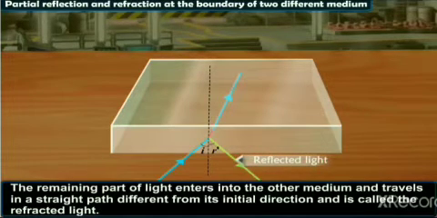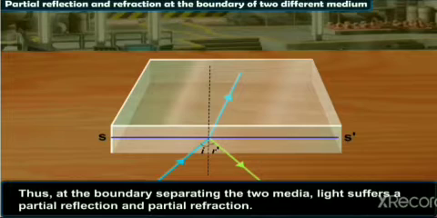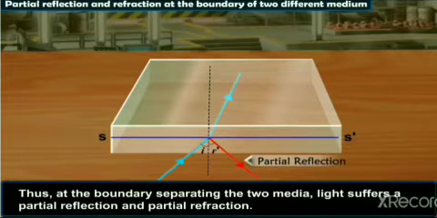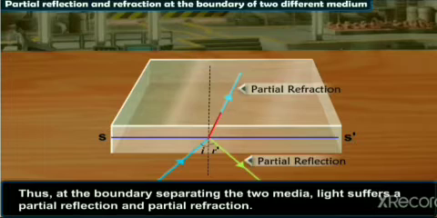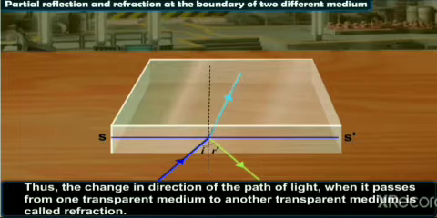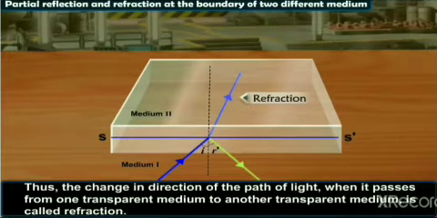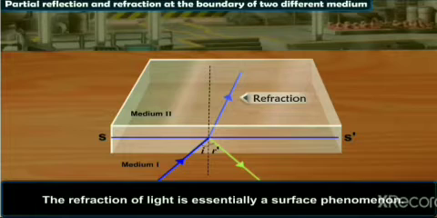The remaining part of light enters into the other medium and travels in a straight path different from its initial direction and is called the refracted light. Thus, at the boundary separating the two media, light suffers a partial reflection and partial refraction. Thus, the change in direction of the path of light when it passes from one transparent medium to another transparent medium is called refraction. The refraction of light is essentially a surface phenomenon.